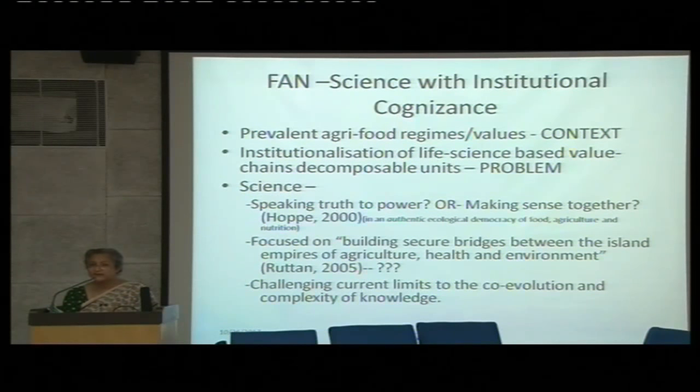We have to create value networks and, again, lateral systems of engaging with knowledge, not just scientific knowledge. So we need a science that shifts from speaking truth to power, that is, speaking to these development thinkers and policymakers and so on. Some of them are, of course, scientists themselves, moving upwards. Upward mobility is actually getting into positions of power and becoming bureaucrats themselves. So science speaking to power must move to a position of making sense together.